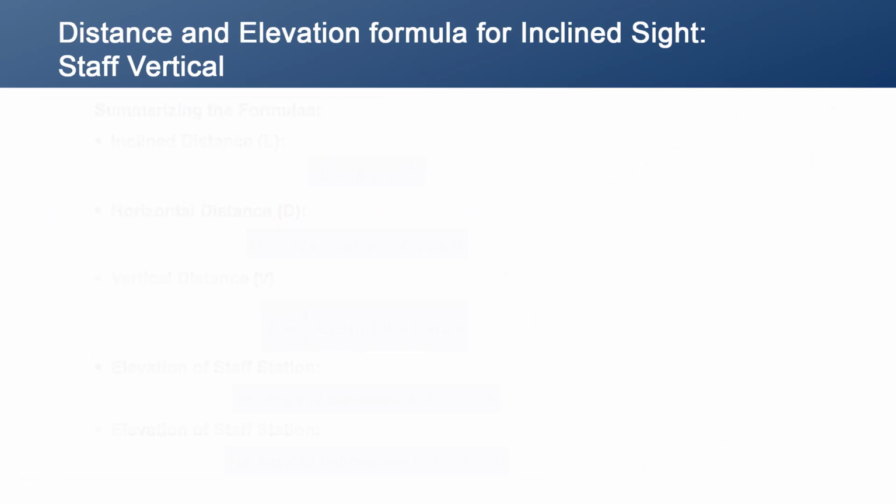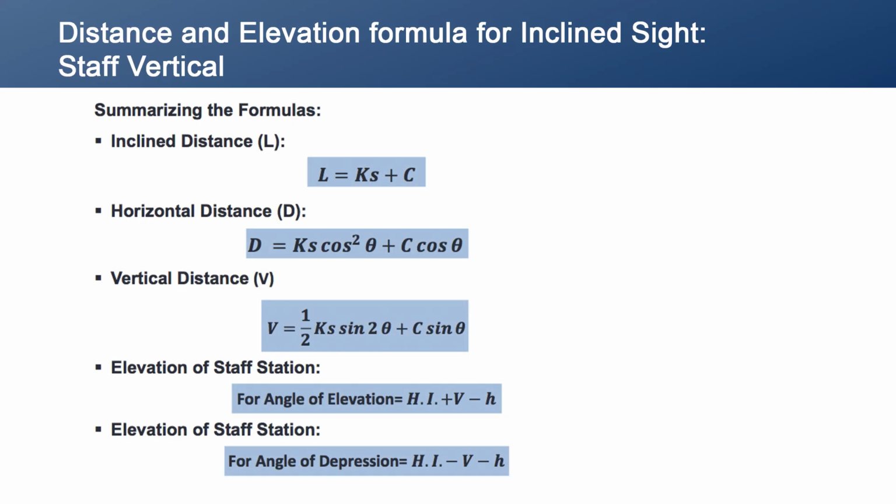reading on the staff. So, summarizing all the formulas, the inclined distance L is equal to Ks plus C and horizontal distance D is equal to Ks cos square theta plus C cos theta, and the vertical distance V is equal to half Ks sin 2 theta plus C sin theta, and elevation of the staff station for the angle of elevation is hi plus V minus h, and elevation of the staff station for angle of depression is equal to hi minus V minus h. Hope you got a clear understanding of this derivation.